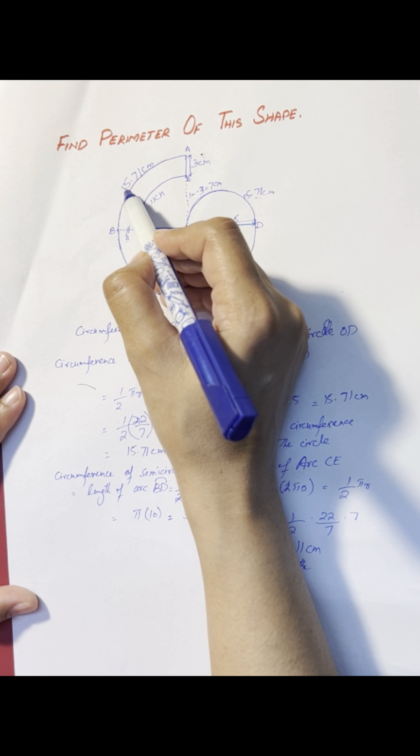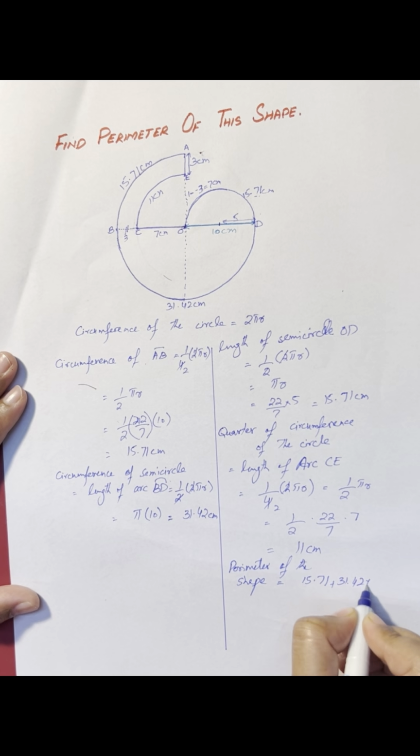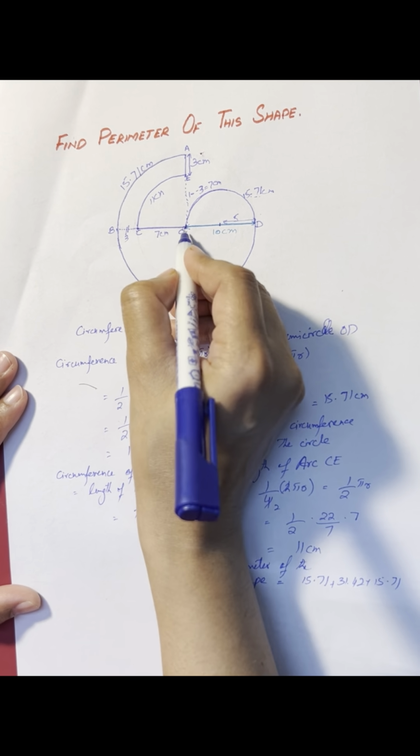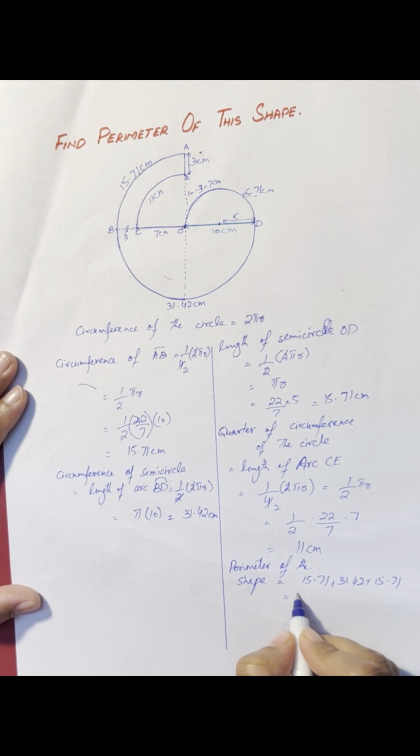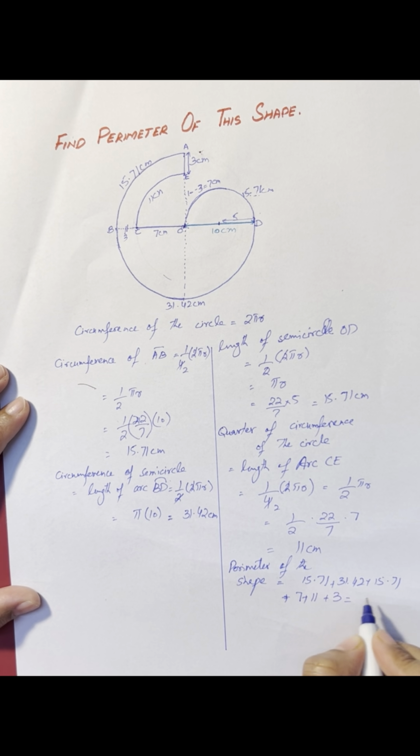Adding all these lengths, 15.71, 31.42 plus 15.71 plus this length OC, which is 7 centimeter, plus this length which is 11 and this is 3. Adding all this, we will get 83.84 centimeter. So this is the perimeter of this shape.